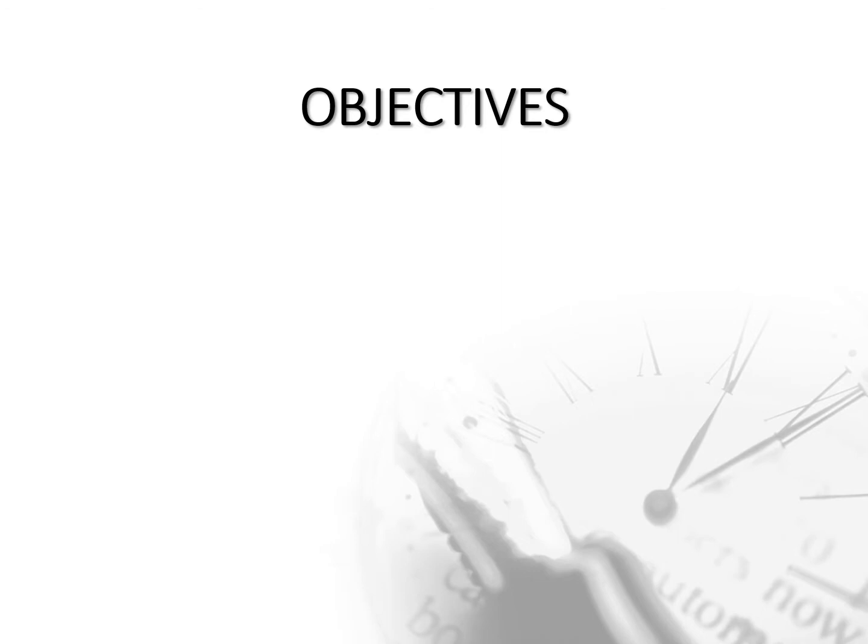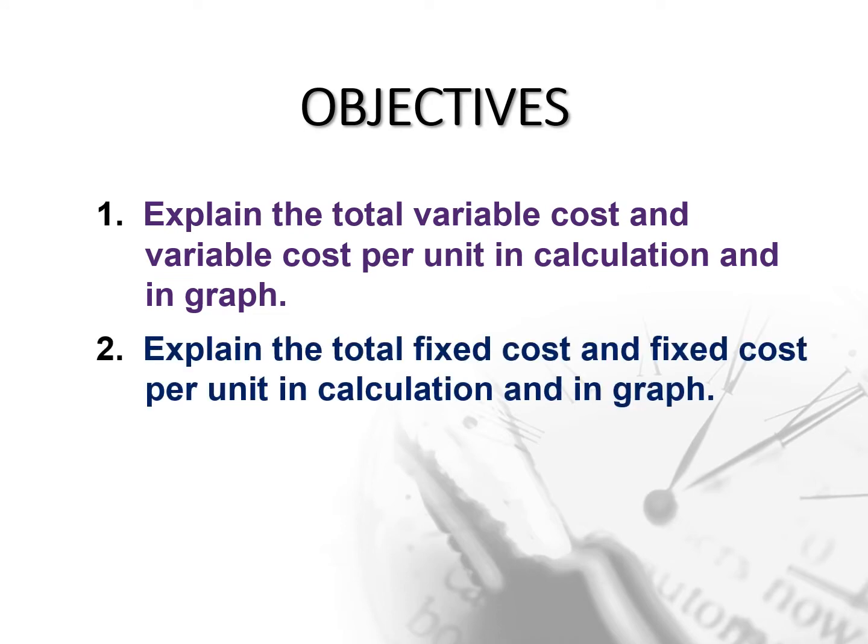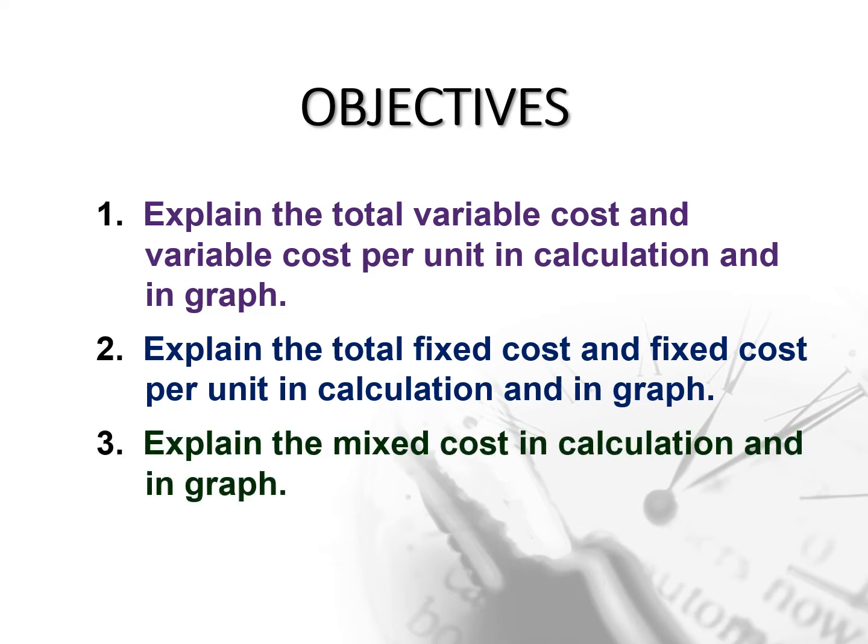The objectives of this topic in this video are: Number 1, explain the total variable cost and variable cost per unit in calculation and in graph. Number 2, explain the total fixed cost and fixed cost per unit in calculation and in graph. And number 3, explain the mixed cost in calculation and in graph.